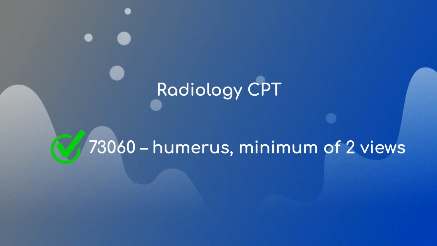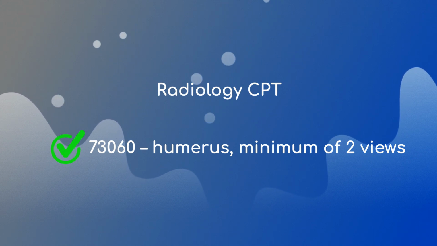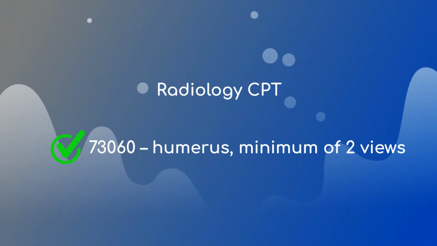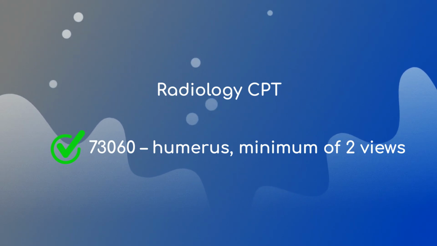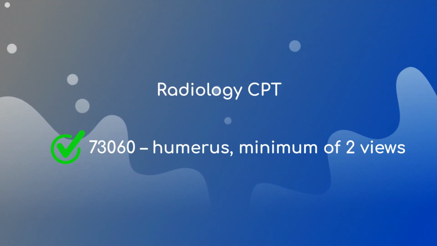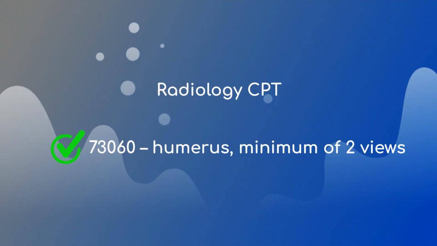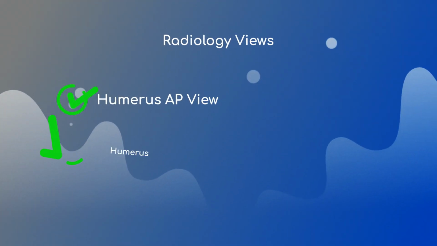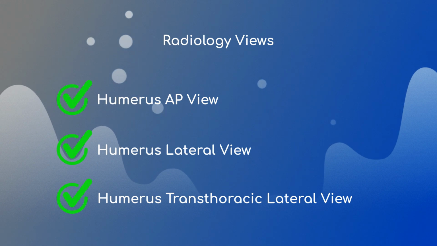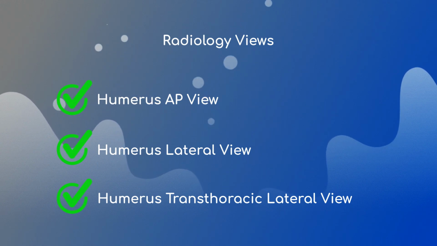73060, radiologic examination, humerus, minimum of 2 views. This CPT code is used when the X-ray includes 2 or more views of the humerus, the upper arm bone, often taken to evaluate fractures, postoperative changes, or degenerative changes from the shoulder to the elbow. Radiographs of the humerus may include standard and trauma-focused views, depending on the patient's condition and positioning ability.